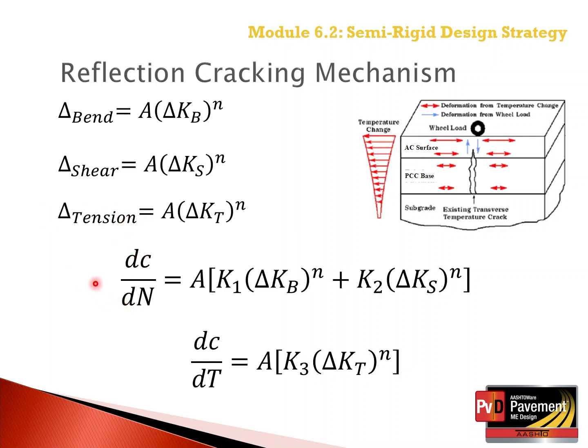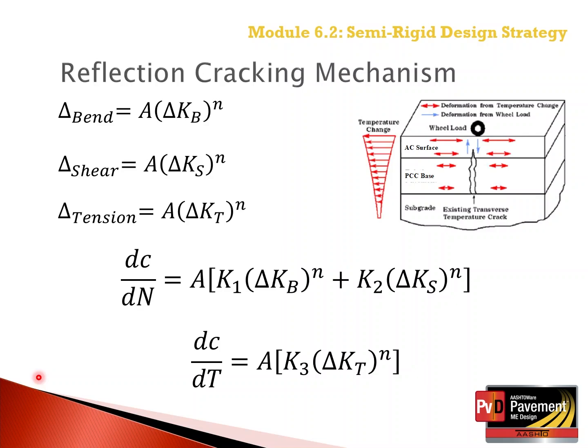And so the change in crack length with the increase in load cycles is related by adding the change in stress intensity factors from bending and shear together, while the change in crack length due to thermal cycles or tension simply gets increased using the same fracture mechanics, but in the tensile mode or the tension mode. So it's a combination of these three modes of stress intensity factors.